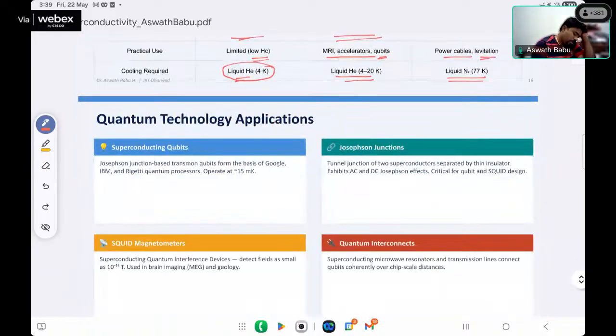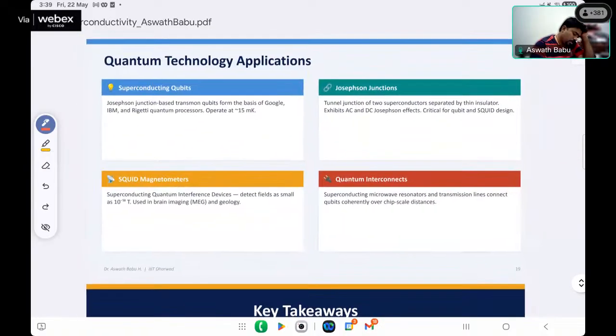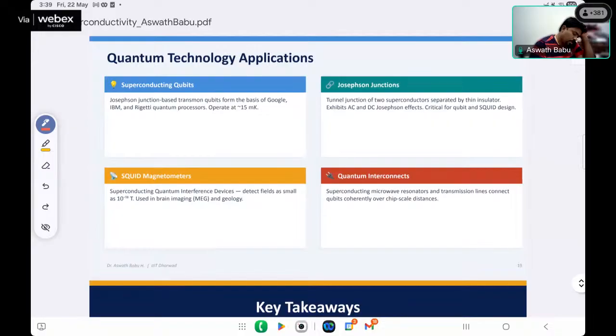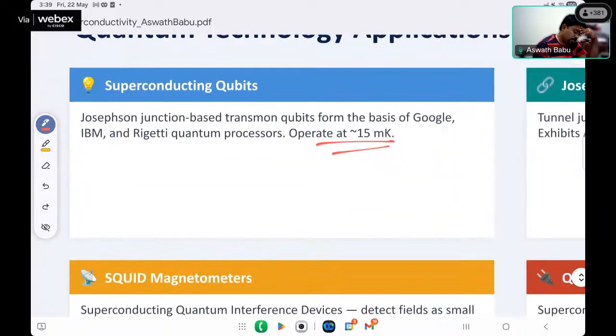Okay, right. So quantum computing or quantum technology applications here are Josephson junction based transmons, qubits, which form the basis of Google, IBM, Rigetti quantum processors which operate at a few millikelvin, that is 15 millikelvin. What are these? I think I have discussed several times, but for the sake of the audience, I'll just repeat once again. These are simple LCR circuits: inductor, capacitor, internal resistance.